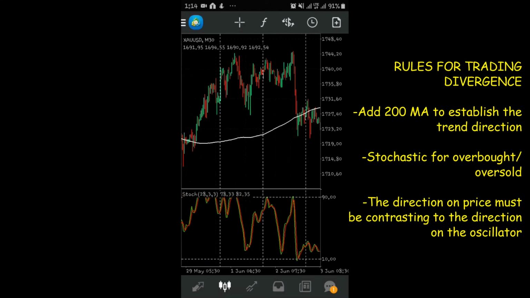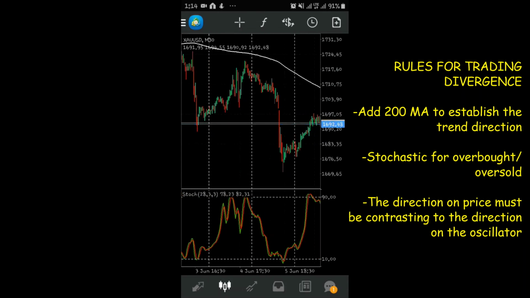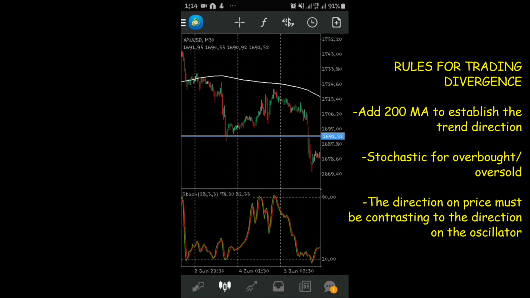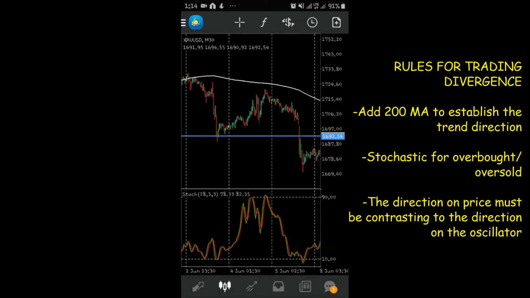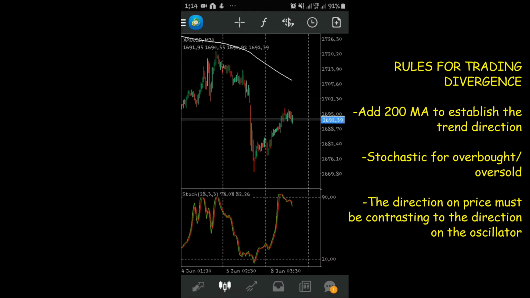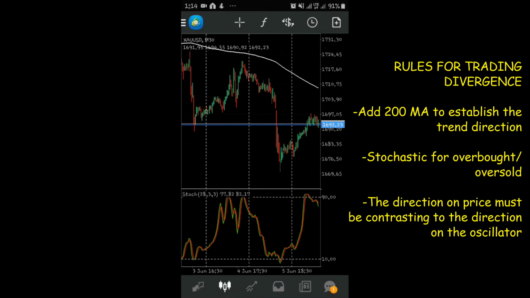So what the 200 MA is doing for me is that it's helping me establish the trend, the predominant trend. In this case, because my price is below 200 and has been for a while, it is a descending trend. It's a downtrend, okay? So I've established that.